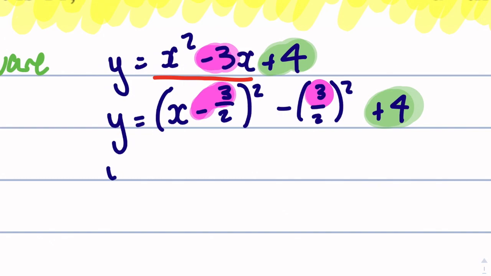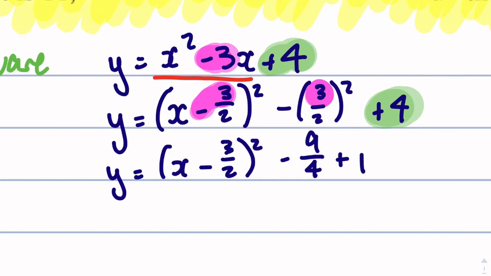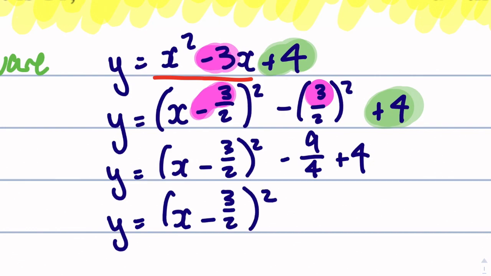So for this one, I've got x take 3 on 2 all squared. Minus 3 on 2 all squared is negative 9 on 4 plus 4, which comes out as y equals x take 3 on 2 all squared plus 7 on 4.